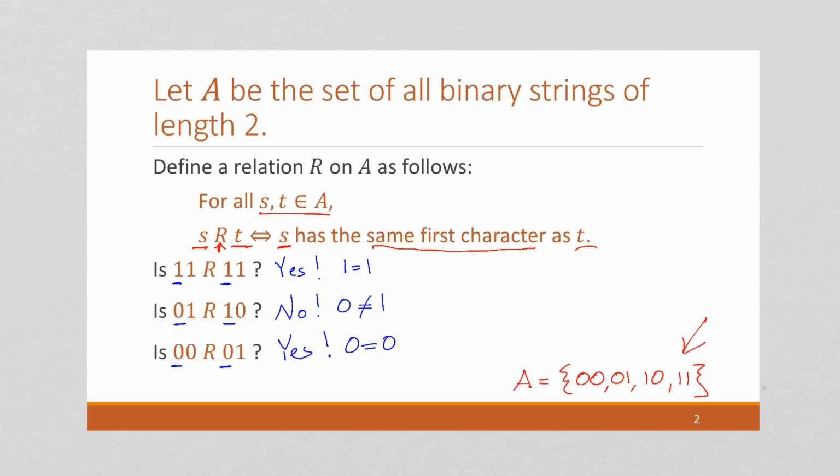And what would be the domain? Well, the domain is, again, whatever elements this S could be, and we know that S is an element of A, so our domain is going to be A. And similarly, our codomain is going to be whatever T can be, and we know T is an element of A, so our codomain is A as well.